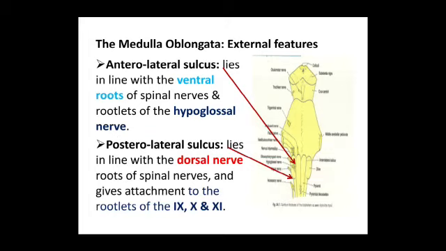Laterally, both anteriorly and posteriorly, we are going to encounter two sulci: the anterolateral sulcus and the posterolateral sulcus. Along the anterolateral sulcus, we see the ventral roots of spinal nerves and rootlets of the hypoglossal nerve. Along the posterolateral sulcus, in line with the dorsal roots of spinal nerves, this gives attachment to the glossopharyngeal, vagus and accessory nerves.